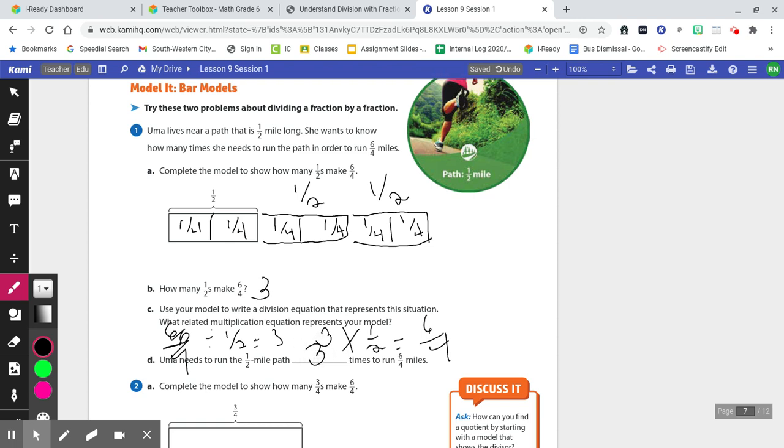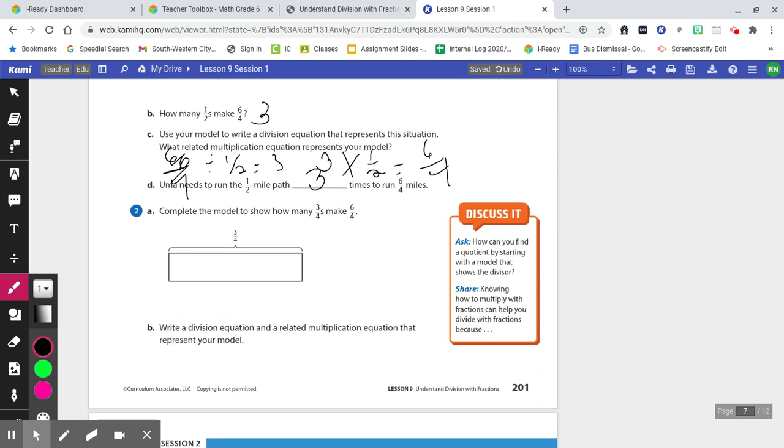Let's look at number 2. Complete the model to show how many 3/4 make 6/4. So if you look at this, you see that there's 3/4, but I need 6/4. So stop and you can add on to the model that they've given you. If you did, you should have drawn another 3/4. So this is 1/4, 2/4, and another 1, 2, 3/4.